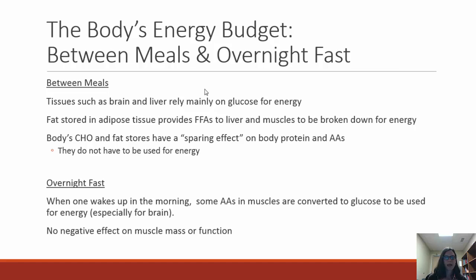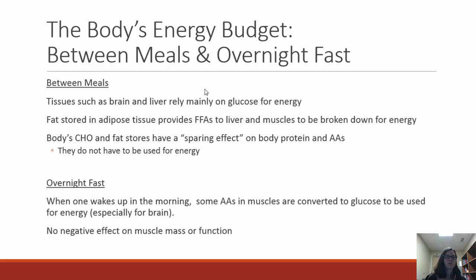Okay, so now let's discuss the biochemical metabolism during times of no food intake. Between meals, tissues such as the brain and liver rely mostly on glucose for energy. The fat stored in adipose tissue provides free fatty acids to the liver and muscles to be broken down for energy. Also between meals, the body's carbohydrate stores, so their glycogen and their fat stores, have a sparing effect on the body's protein and amino acids. So proteins don't have to be used for energy during this time between meals.